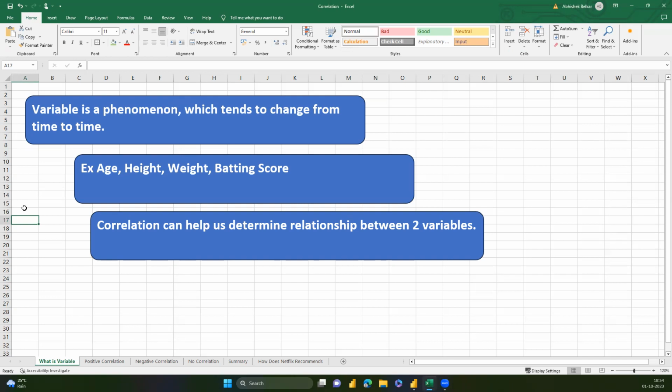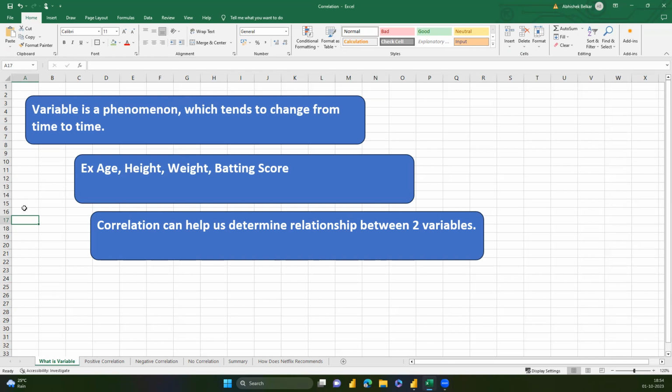So, let's try to understand correlation today. But before we dive into correlation, let's just try to understand the term variable, right? What is a variable? We have heard of this term a lot in our schools. A variable is a characteristic which changes from person to person or time to time.